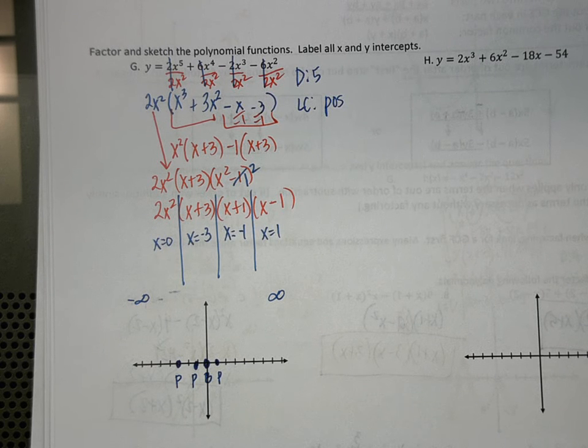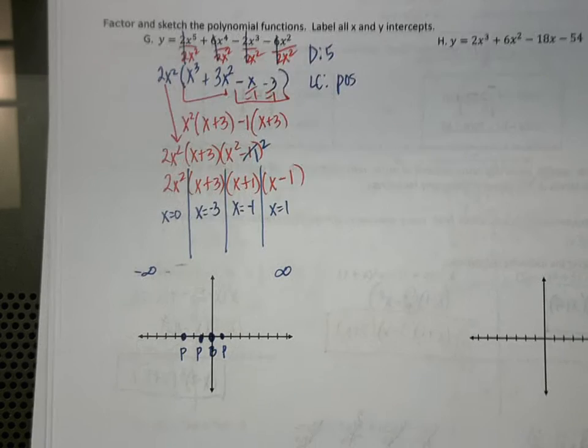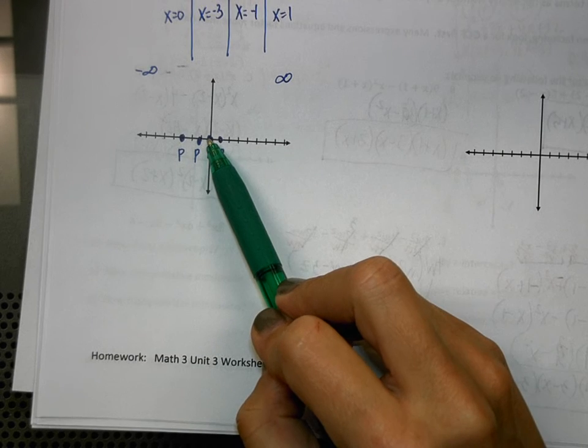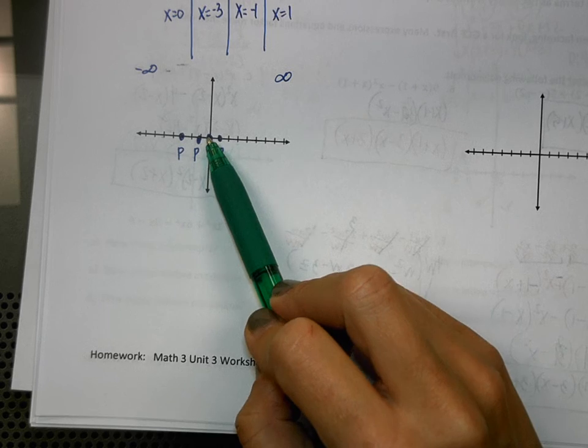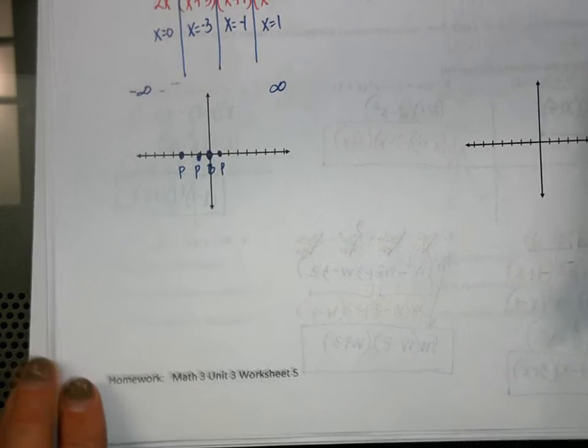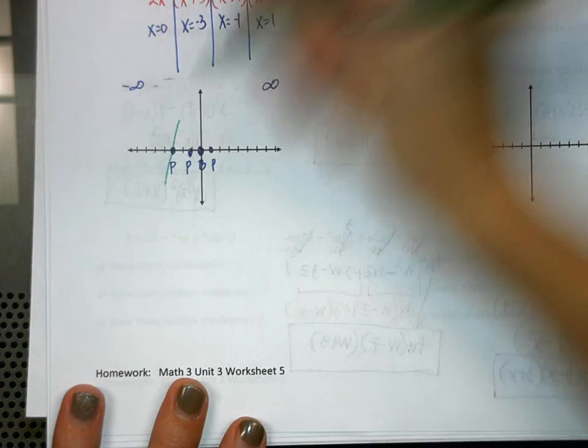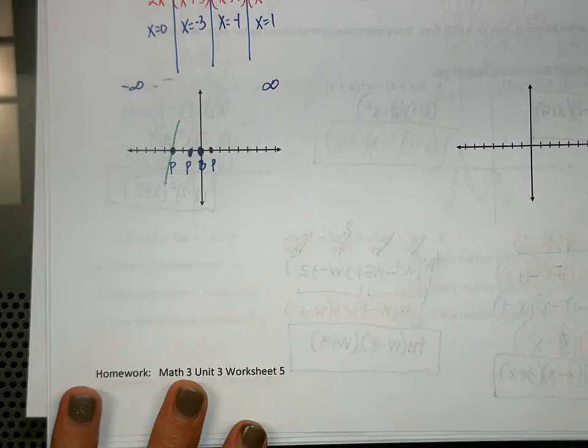Because do I need to find my y-intercept? We've already found my y-intercept, correct? Because if you have a point at 0, 0, it's already on the y-axis, so you don't even have to worry about plugging anything in and finding it. Okay, so we're going to start at negative. We pass through. Remember, passing through goes through that axis.